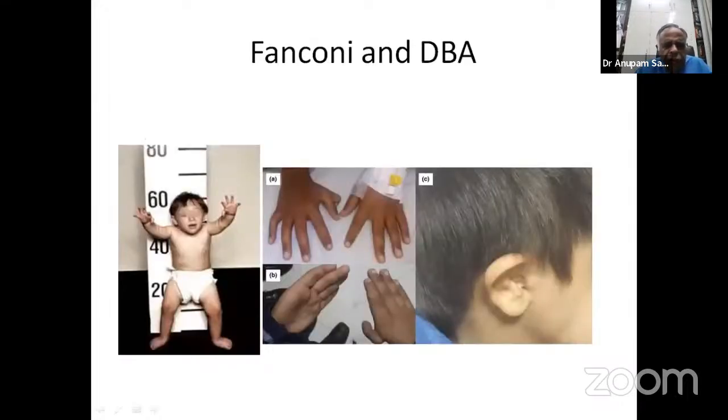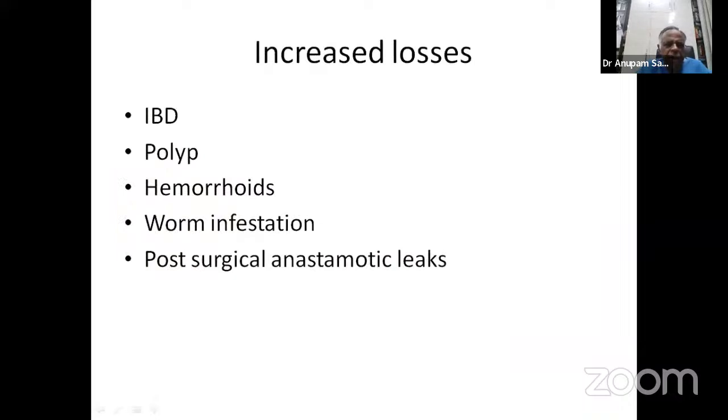These are examples of the physical stigmata of DBA and Fanconi's. Although in 25% of cases, you may not have any physical stigmata and your patient may still be a Fanconi's patient. Increased losses are seen with inflammatory bowel disease, polyps, hemorrhoids, worm infestations, and post-surgical anastomotic leaks.